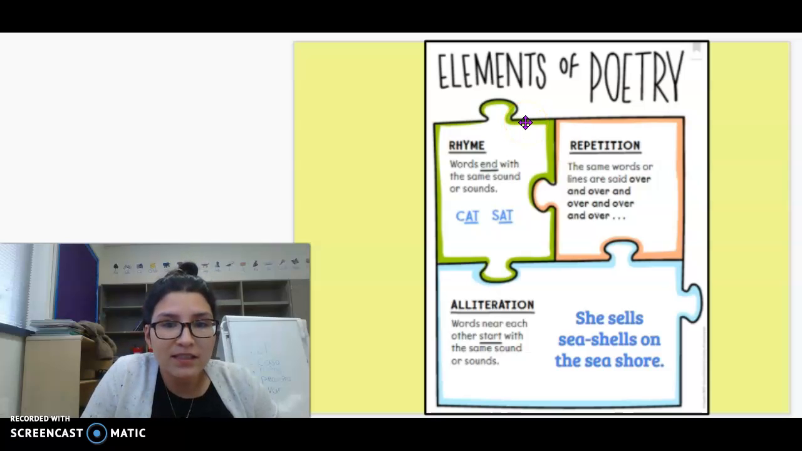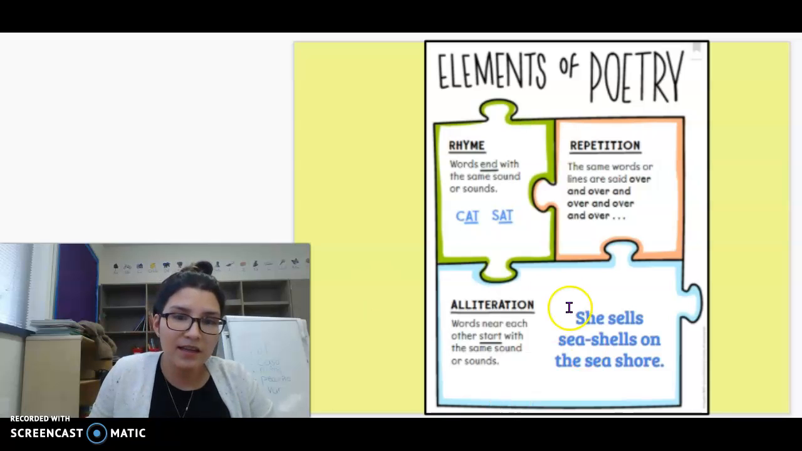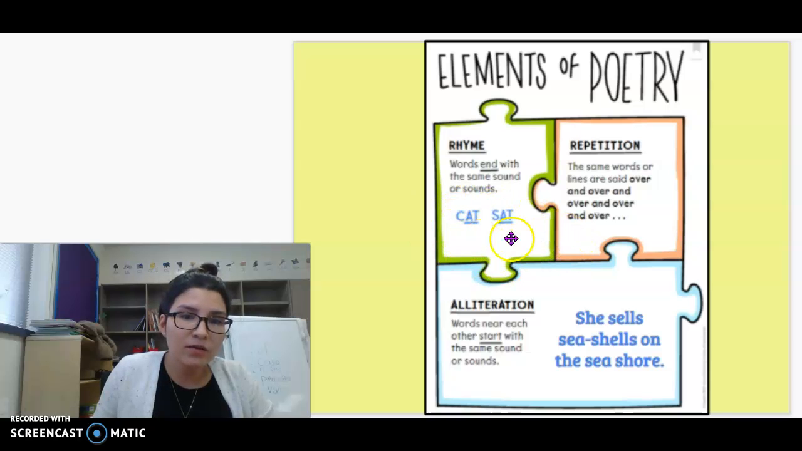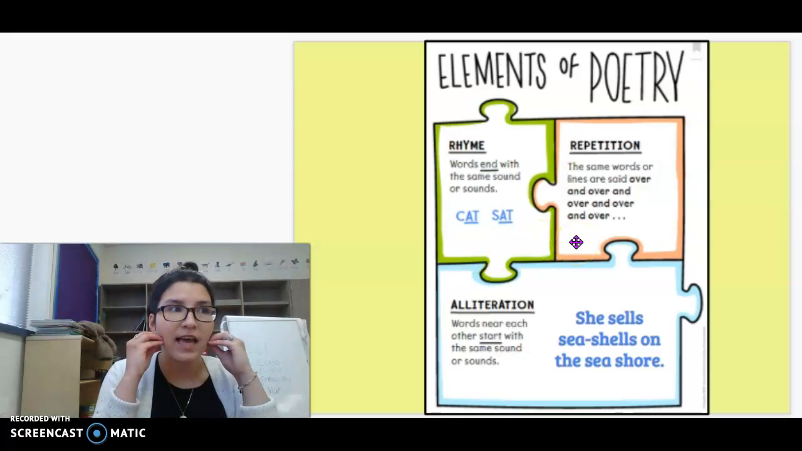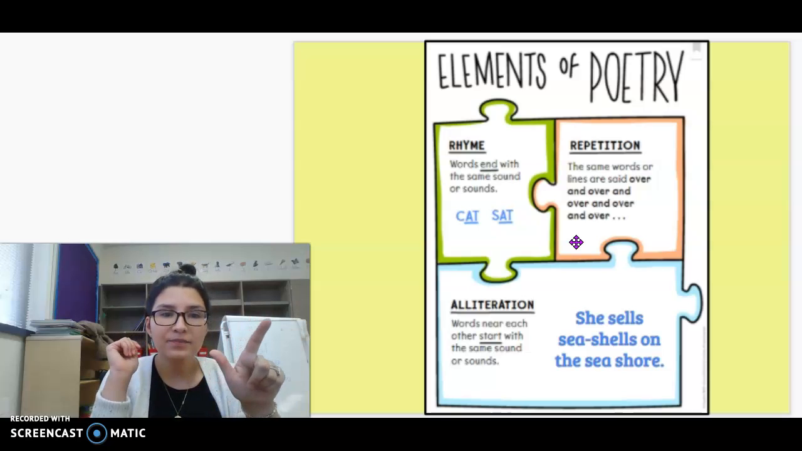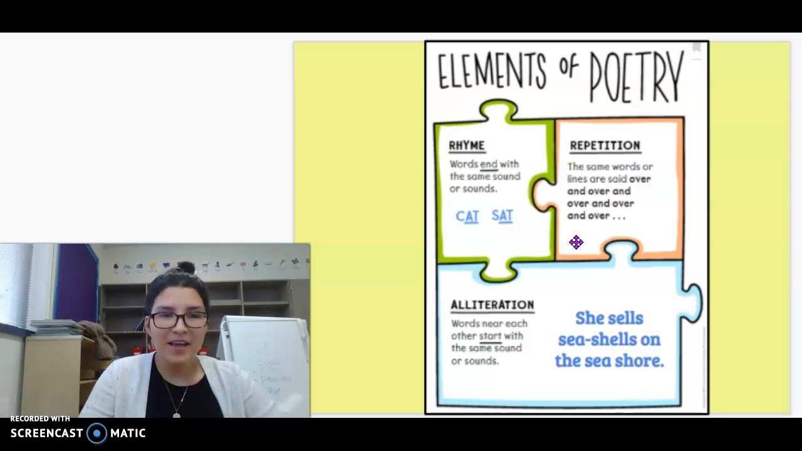Words end with the same sound or sounds. So we've gone over this a couple of times this week, and here's the example, cat, sat. But we know that we can also rhyme more words with cat and sat because we're focusing on at. So think of words that end with at the end of them. Cat, sat, bat, chat, like when you start talking, chat, that. I don't know if I said that already, but we're focusing on rhyming words at the end.